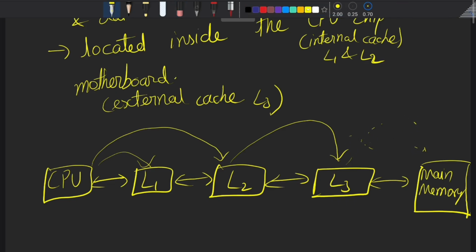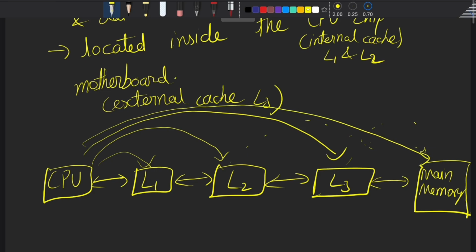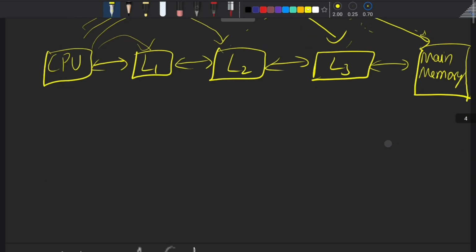First it goes to L3, and then it goes to main memory for that instruction. So in this way, the CPU looks for instructions or data inside the memory.